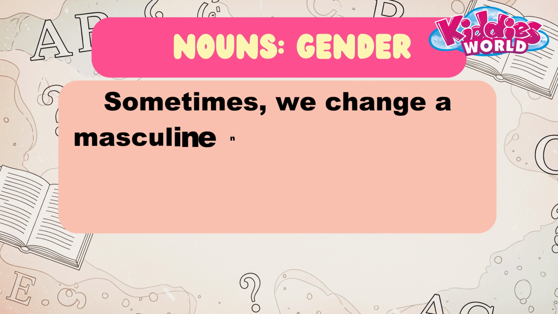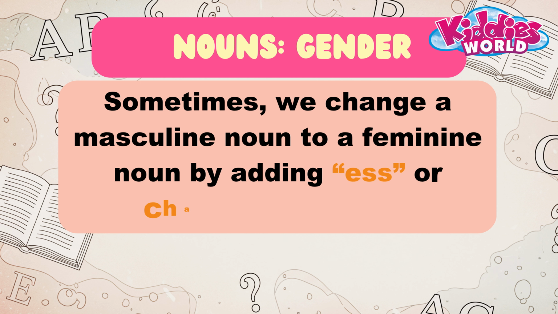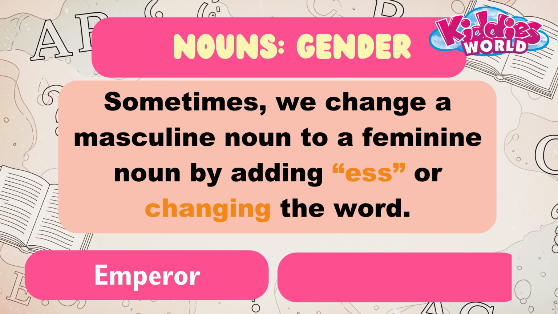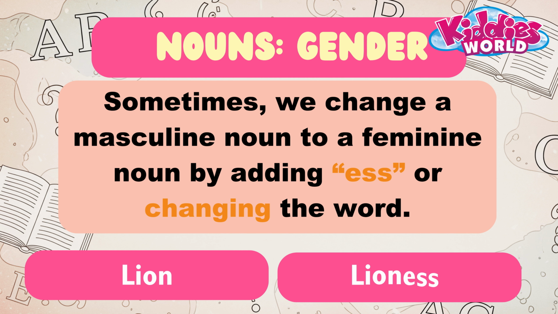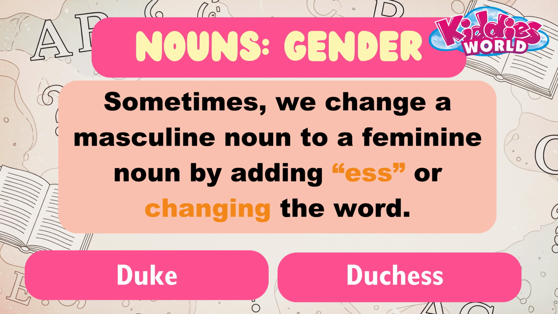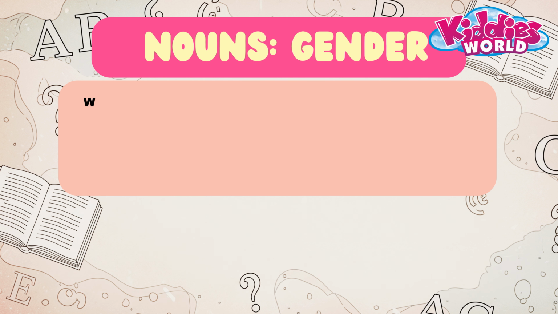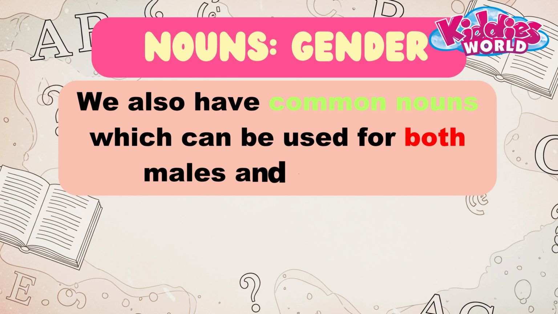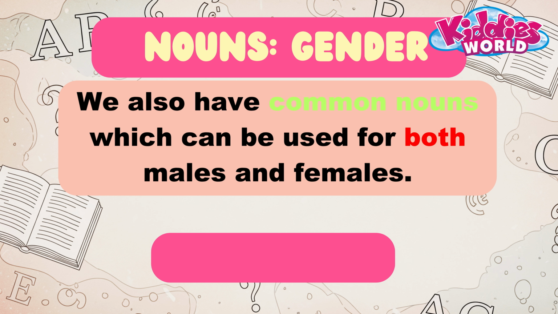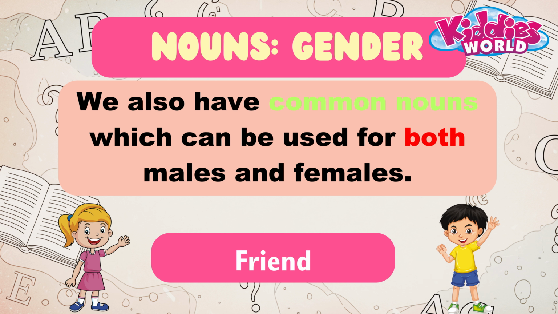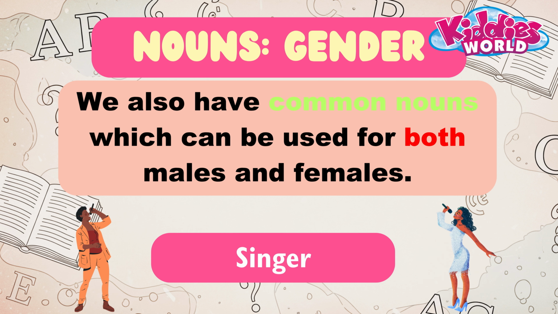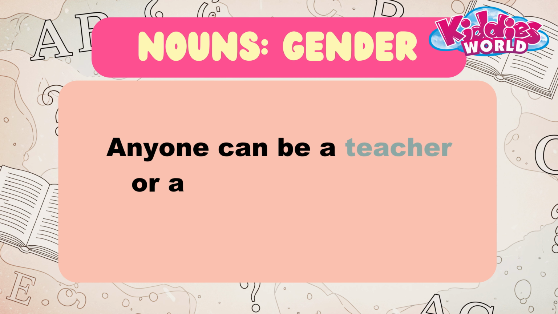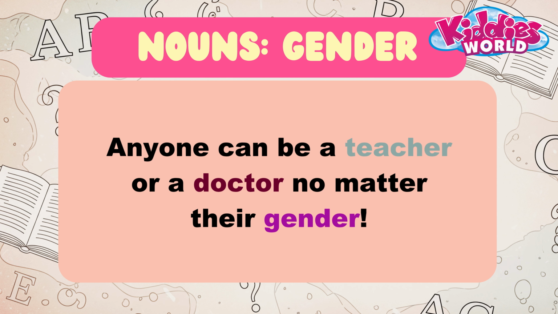Sometimes we change a masculine noun to a feminine noun by adding S or changing the word. Let's look at more examples. Emperor, empress. Lion, lioness. Duke, duchess. Gentleman, lady. We also have common nouns, which can be used for both males and females. For example, teacher, doctor, friend, student, singer. These nouns don't change based on gender. Anyone can be a teacher or a doctor, no matter their gender.